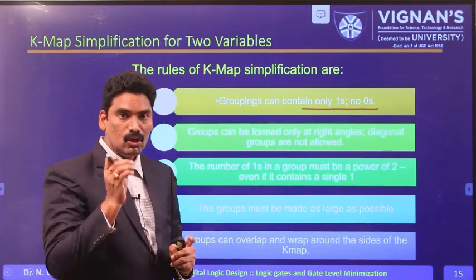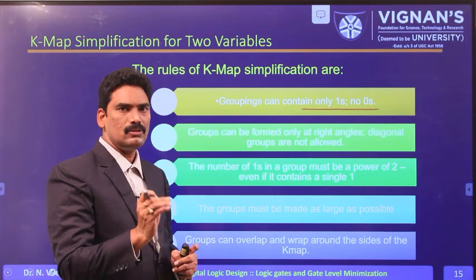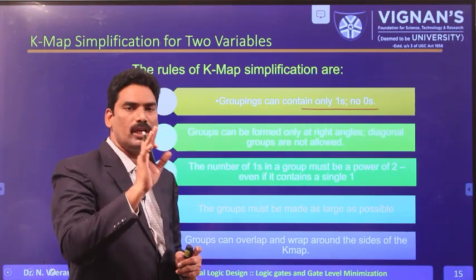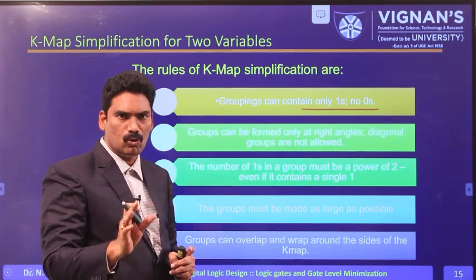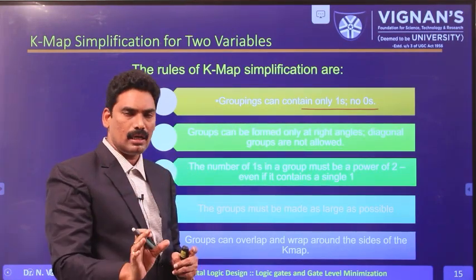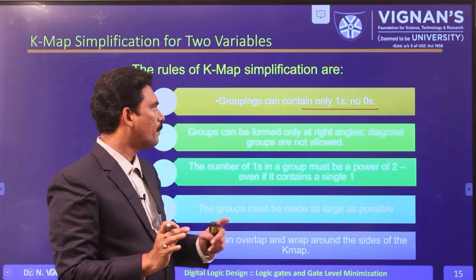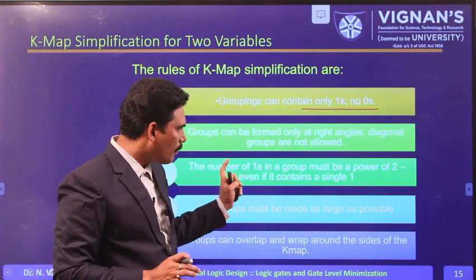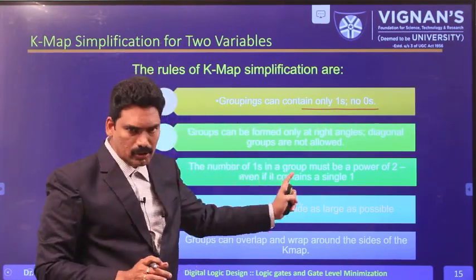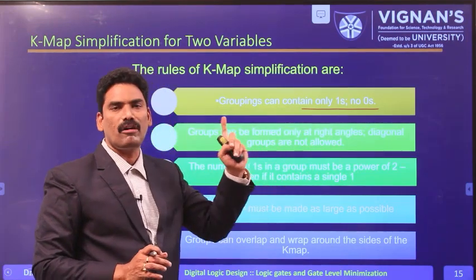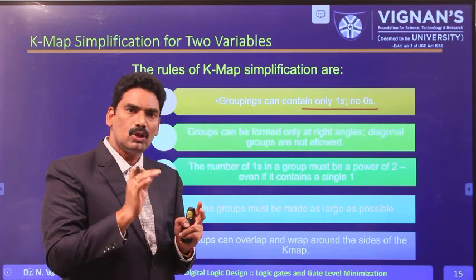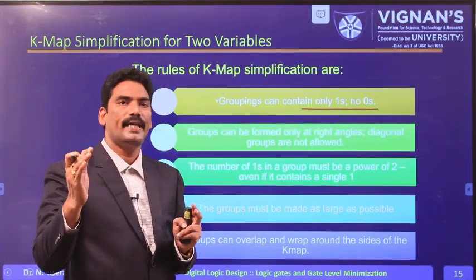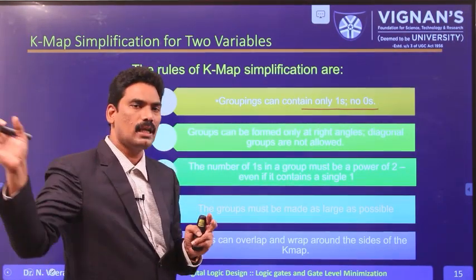First one is groupings can contain only ones. We have to group only ones. And diagonal grouping is not possible. Only rectangle and square groupings are possible. And the number of ones in a group must be a power of 2. We can group 2 to the power of 1, that is 2, 2 square, 4, 2 cube, 8, 2 to the power of 4, 16, like that.